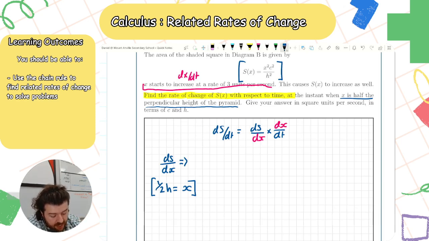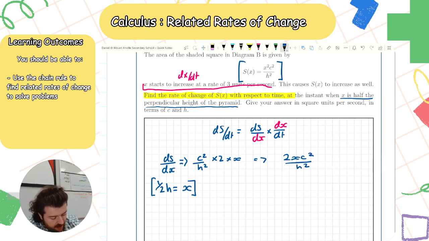So therefore, dS/dx, to differentiate this with respect to x, I'm just going to treat the c squared and h squared like a constant. Differentiate with the x, bring the 2 down, then multiply by the x. Then the answer here is just going to be 2xc squared over h squared.